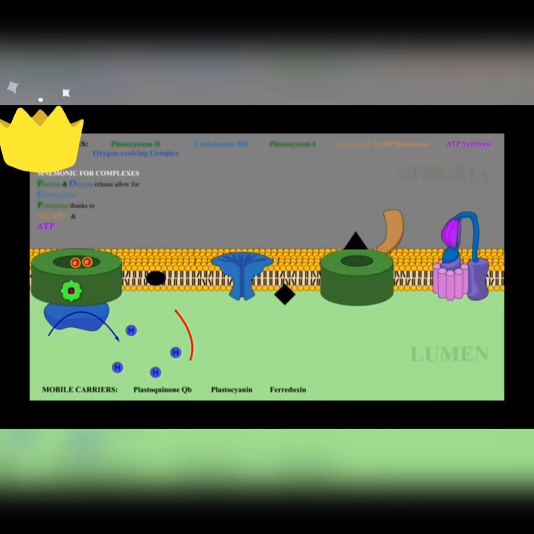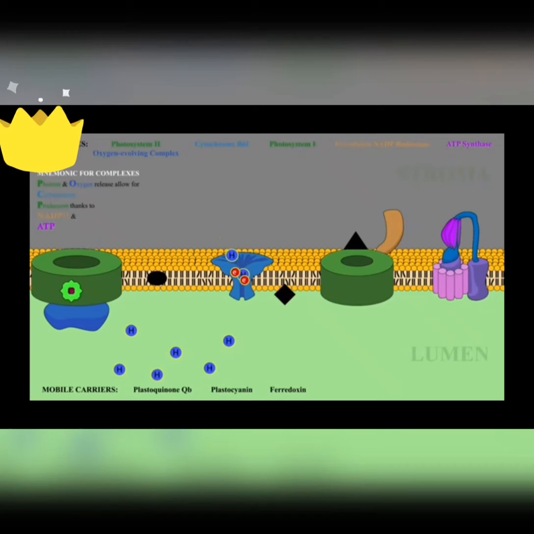The second purpose of the water splitting involves two hydrogens being released into the lumen. These protons serve to increase the proton gradient so that there is a higher concentration of protons in the lumen than in the stroma. The greater the gradient, the more badly the protons will want to diffuse to the other side.